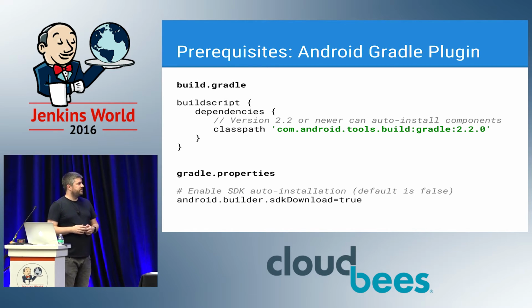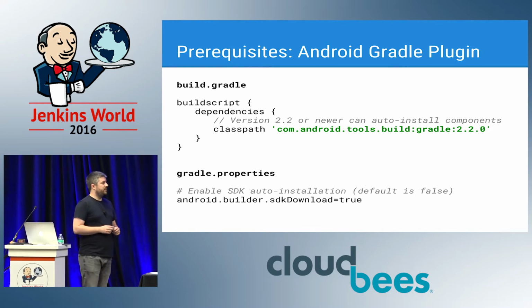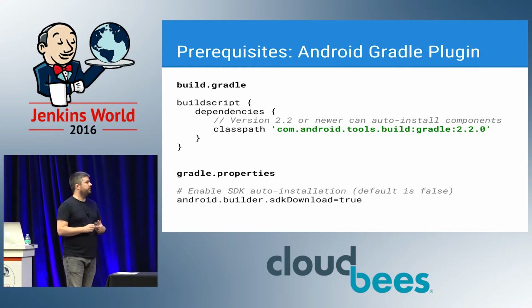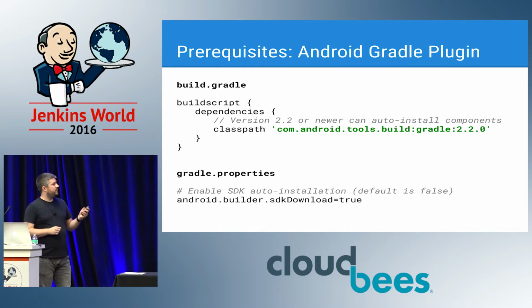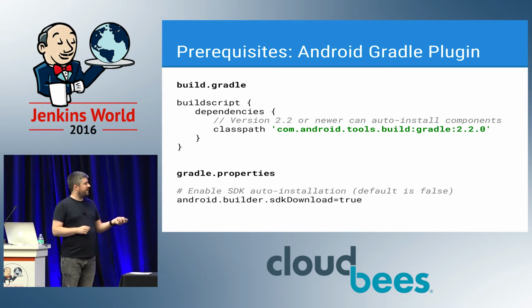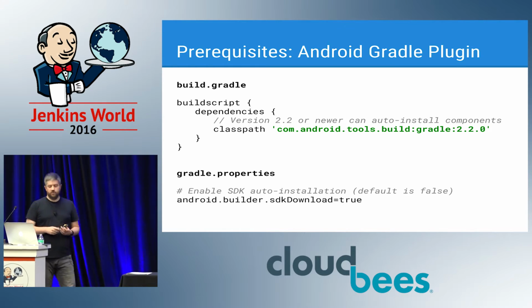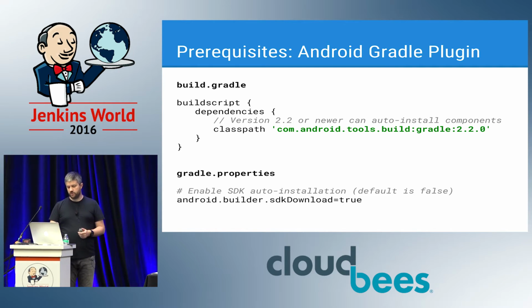So just as I mentioned, the Android Gradle plugin, all you have to do to enable that is add 2.2 to your build Gradle file. And then the thing that's not enabled by default is this SDK download. You need to set SDK download to true, and then in Gradle, things will start installing automatically.